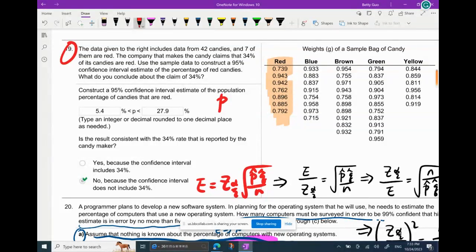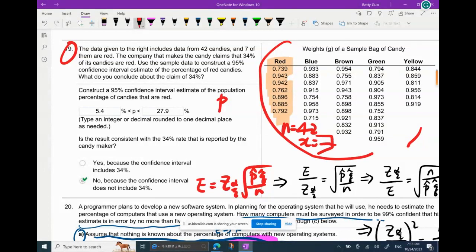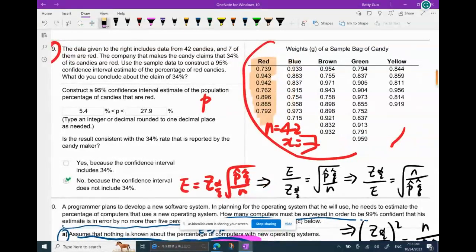That's the sample we have, right? Sample bag. So this is the sample we got. We have 42, which would be the sample size. And 7 would be the number of successes, right? Number of successes, 7.